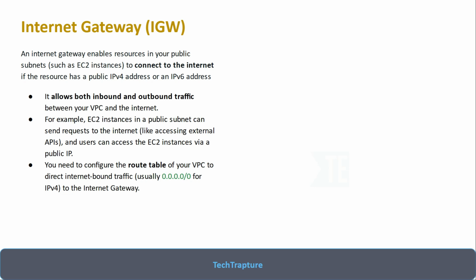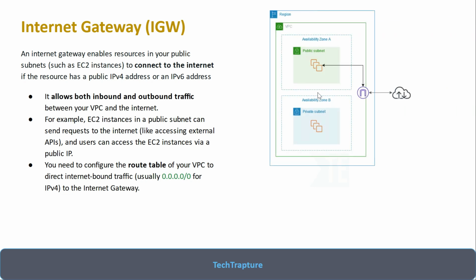For that we need a route table. So what is a route table? We need an entry in the route table so that any outgoing traffic has the internet as its target. This is my public subnet, so my traffic should route to the internet gateway. This is my internet gateway, and using the internet gateway my traffic will either go out or come in.